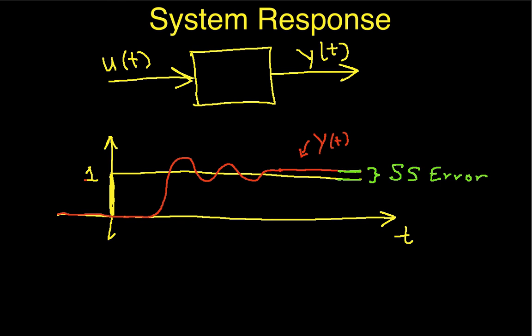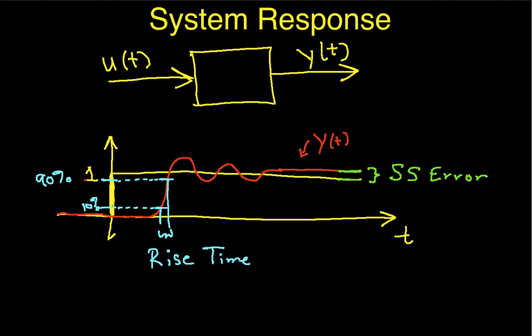Another way to characterize a system is to look at the amount of time it takes to go from 10% of the final value up to 90% of the final value. So for this signal, that's 90%. 10% is here. And so you look at the time that it takes to go from here to here. So this time here is called the rise time, because this is the time it takes for the signal to rise from 10% to 90%.